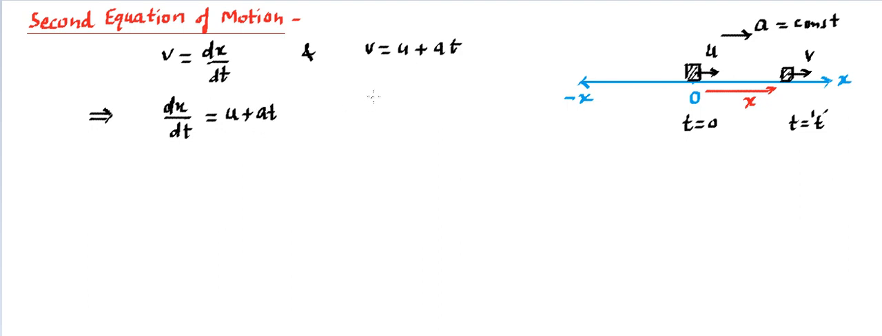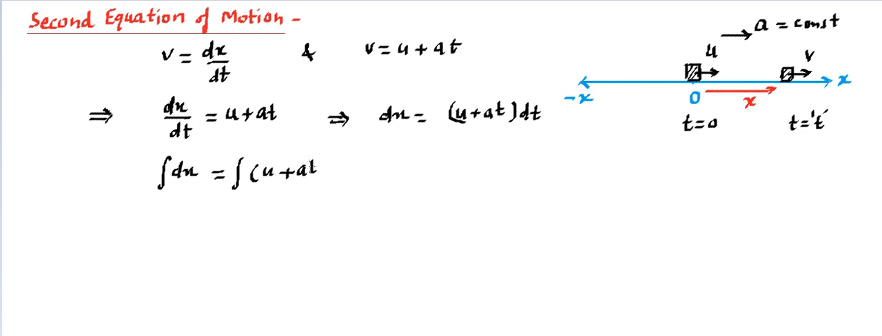Now if you look at the right hand side, u is a constant and a is a constant, t is a variable. So basically this is a function of time, and this is a dt. So you can take that dt to that side. So it will become a differential equation like this: dx is equal to u plus at, times dt. And then the next natural step is going to be integrating both sides. So you go for integration on both sides, so it becomes integration of dx is equal to integration of u plus at, times dt. Then we need to think about the limits.